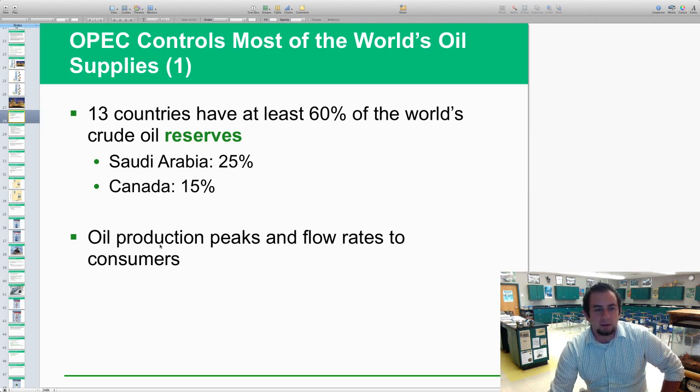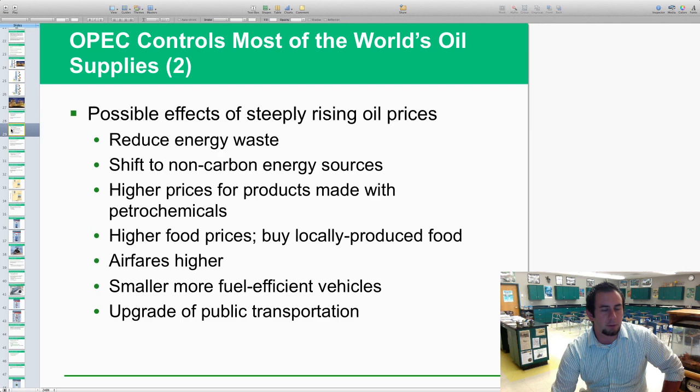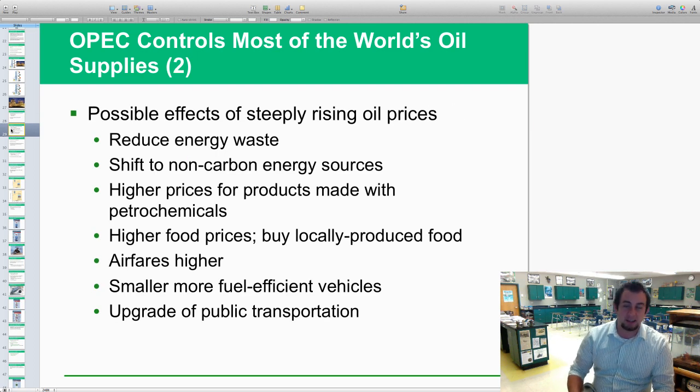Oil production peaks and flow rates to consumers depend on who's controlling the majority of that resource and who wants it badly enough, which is us. That's who controls the prices. So, possible effects of steeply rising oil prices: as oil prices go up, we're going to need to reduce energy waste. We're going to need to either use cars that are more efficient with oil and gasoline, or use products that are more energy efficient.